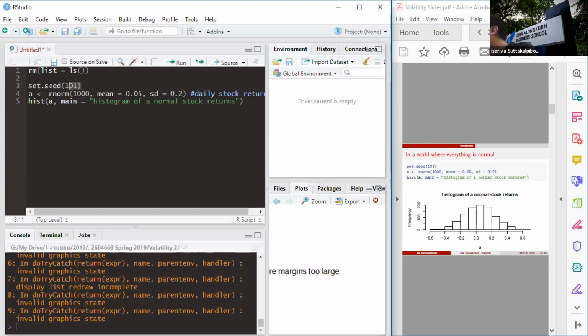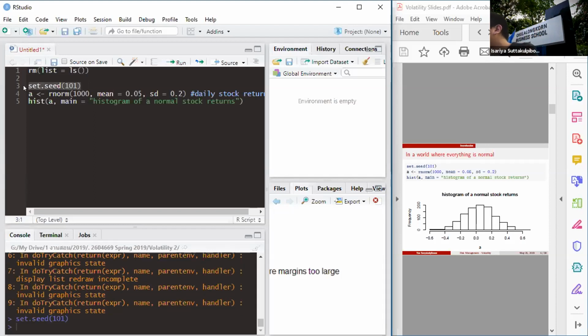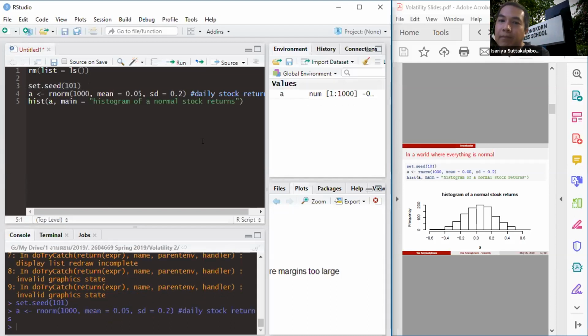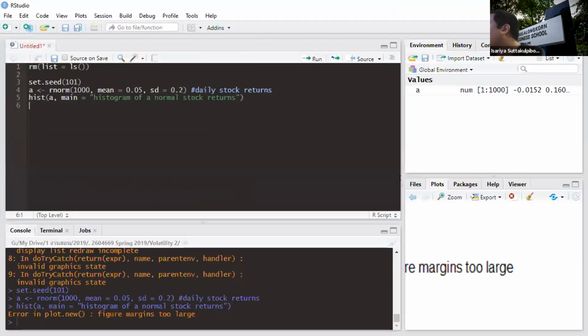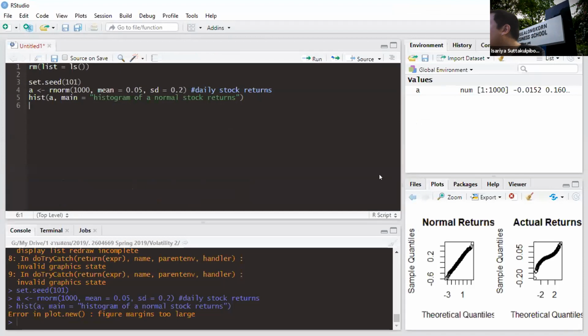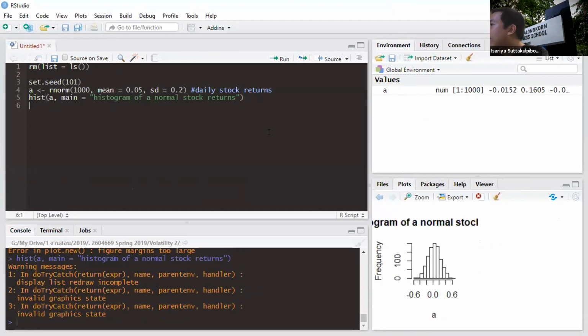And oops, is there something wrong? Yeah, there you go, right? Set seed and then line A. Okay, so now I have series A, 1,000 numbers, and then I'm going to plot a histogram of that. Okay, since the margin is too large, then okay, I have that figure right here, right?